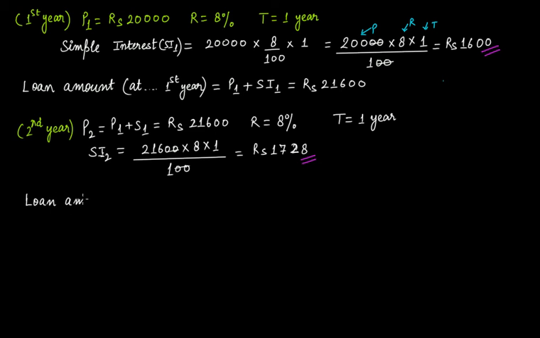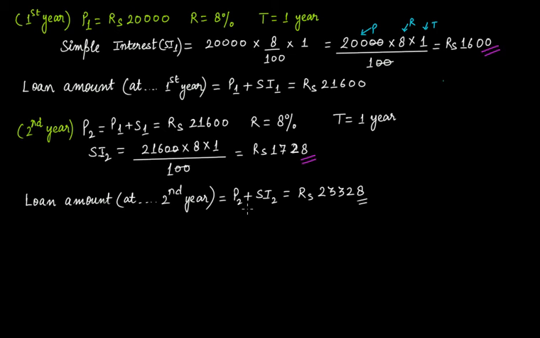Loan amount at the end of second year will be how much? P2 plus SI2. If you add this, you'll get rupees 23,328. Okay, so this is the loan amount at the end of second year.